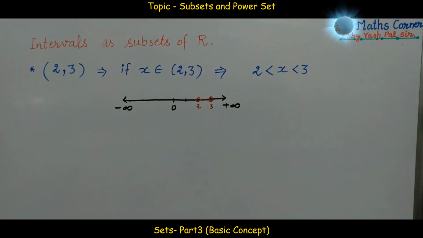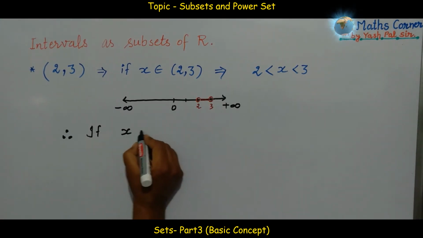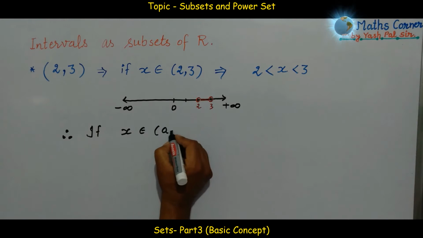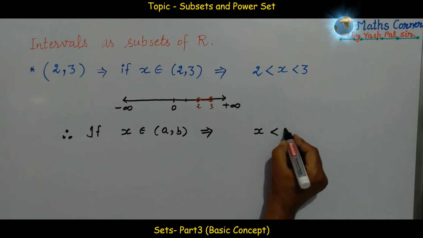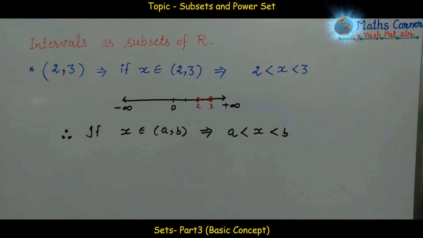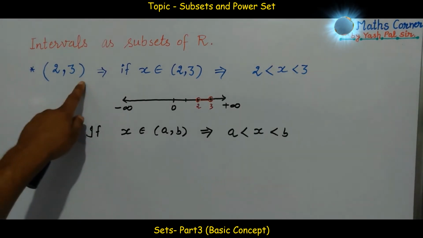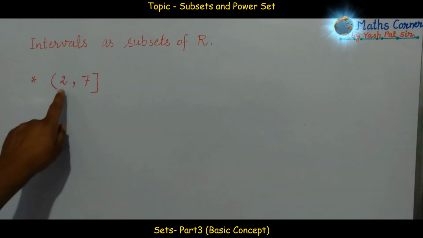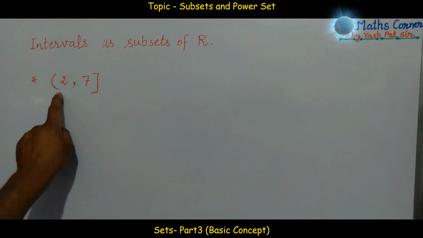Okay, so more precisely what we can say, if x belongs to A to B, it means x is less than B and greater than A, right? Now, the second interval, this was the open interval, open bracket on both sides. Next, we take one example, open closed bracket. The name of this interval is open closed interval.